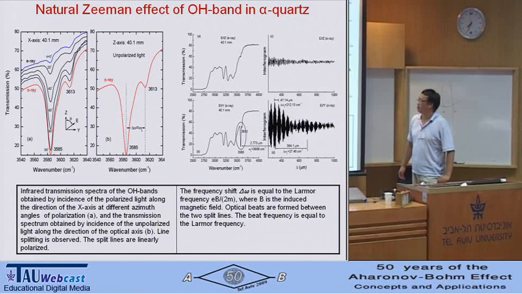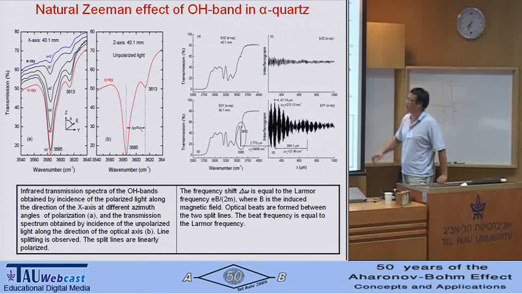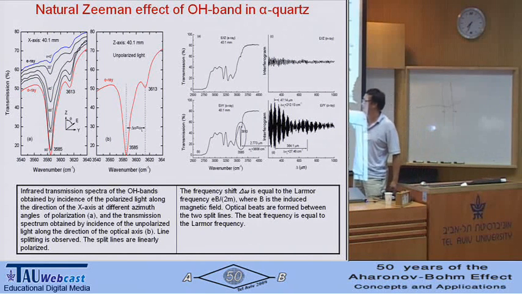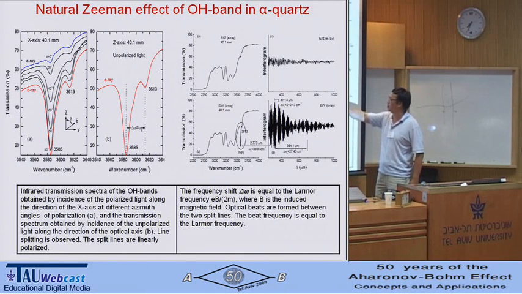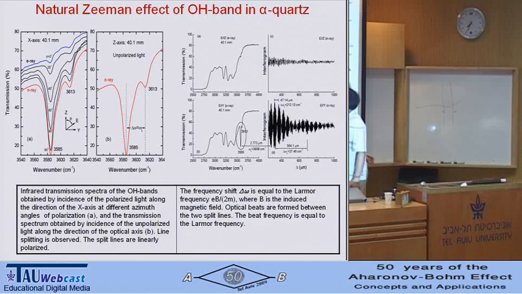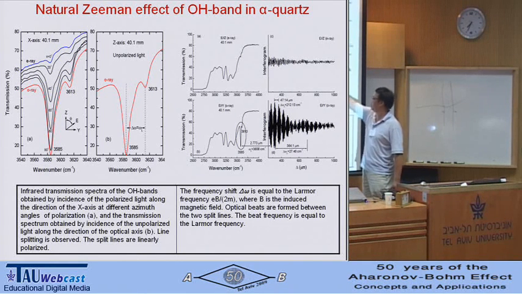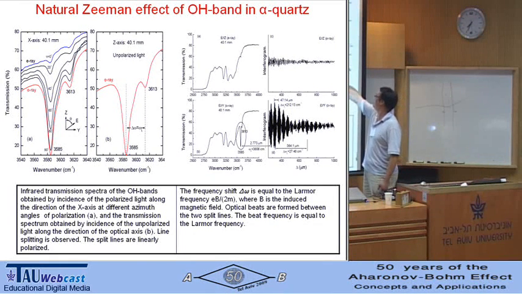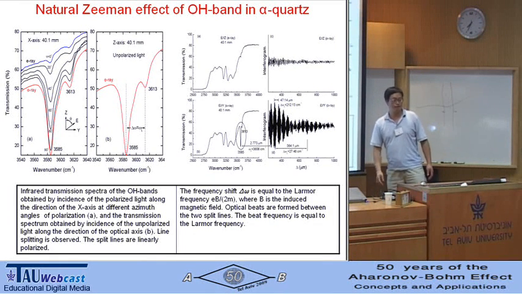The OH impurity in the alpha quartz then provides a trace to probe the crystal field. We see that the splitting of the infrared absorption band is observed in the infrared spectrum. The optical band is found to be linearly polarized, and the optical beat is observed in the interferogram. The beat frequency is equal to the Raman frequency.